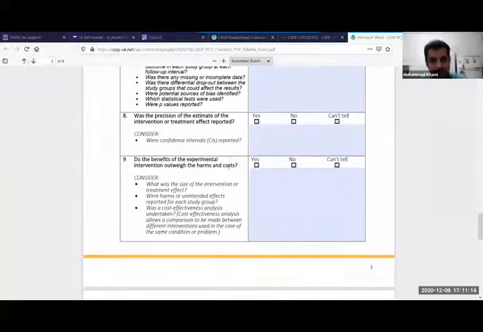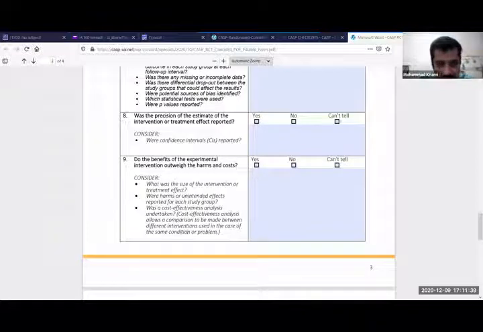Do the benefits of the experimental intervention outweigh the harms and costs? This is also an important question. What was the size of the intervention or treatment effect? As Dr. Shamshiri had some examples of this. Were harms or unintended effects reported for each study group? Was a cost effectiveness analysis undertaken?